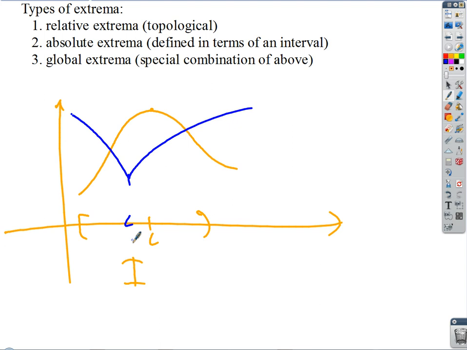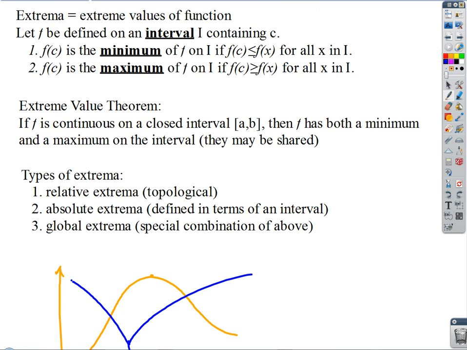Okay, so types of extrema, then. Well, I guess I'm jumping ahead maybe just a little bit here. The book throws something at you called the extreme value theorem. Very common sense. This is what we call an existence theorem in calculus.